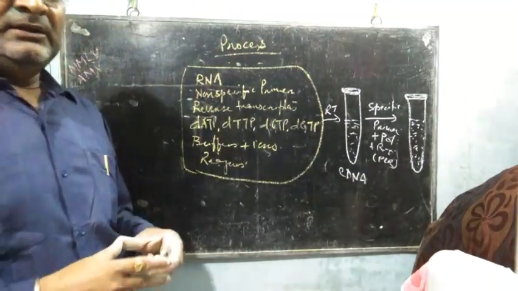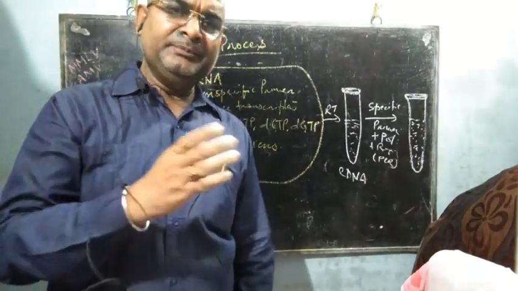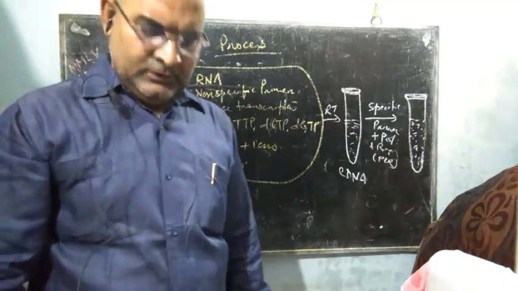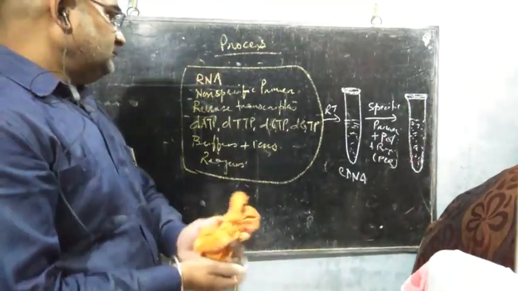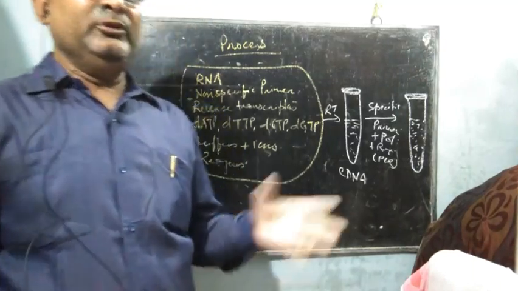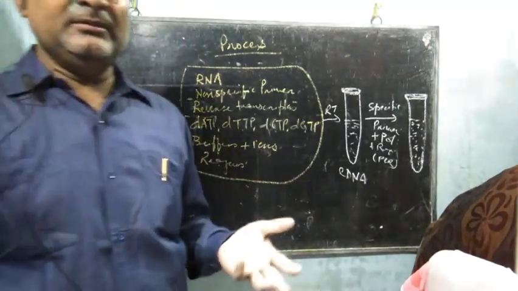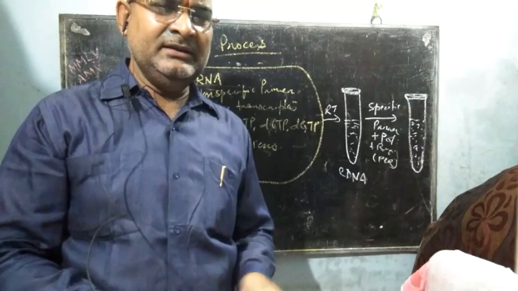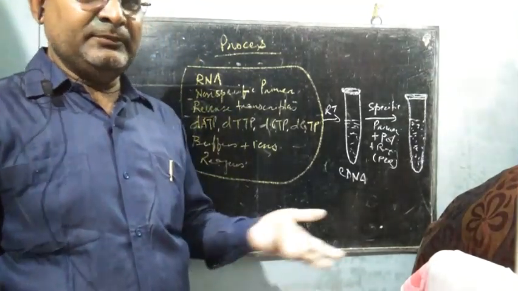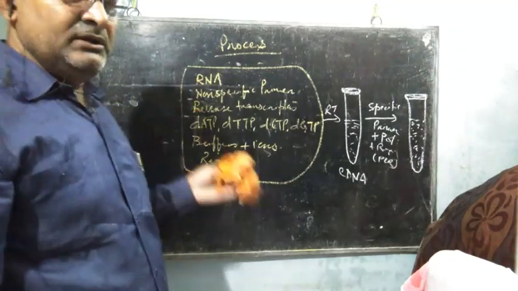In this process, there are two processes, and each process has some benefits and some drawbacks. And now very simple machines and kits are available in the market by which we can easily detect the RNA and polymerize the DNA in the laboratory.